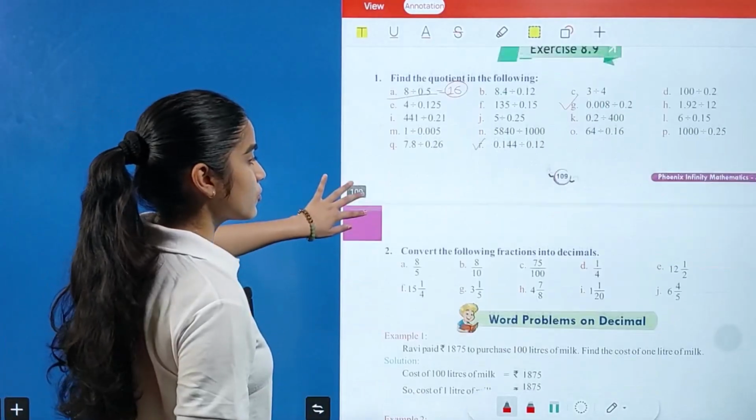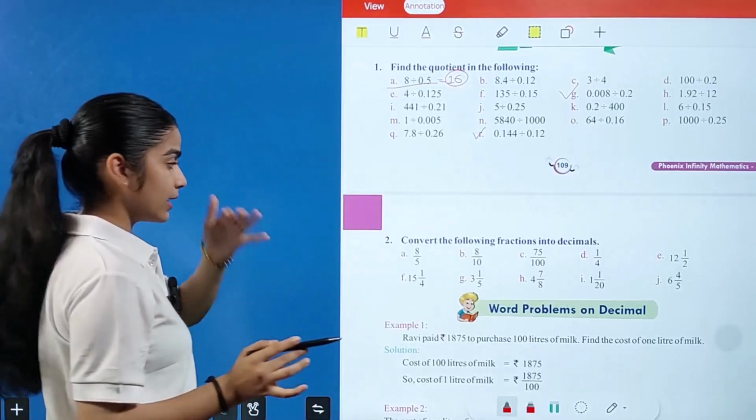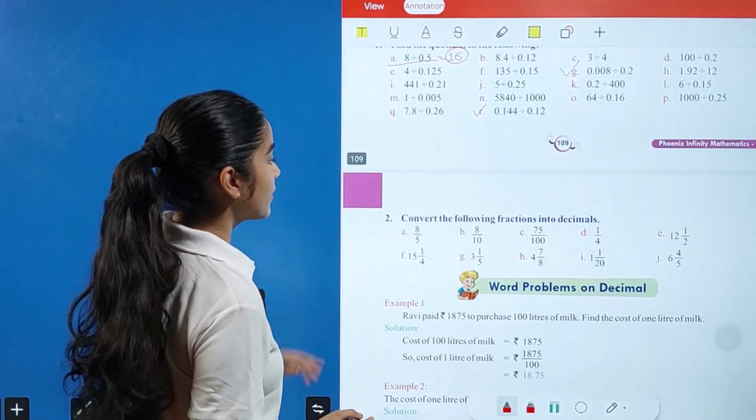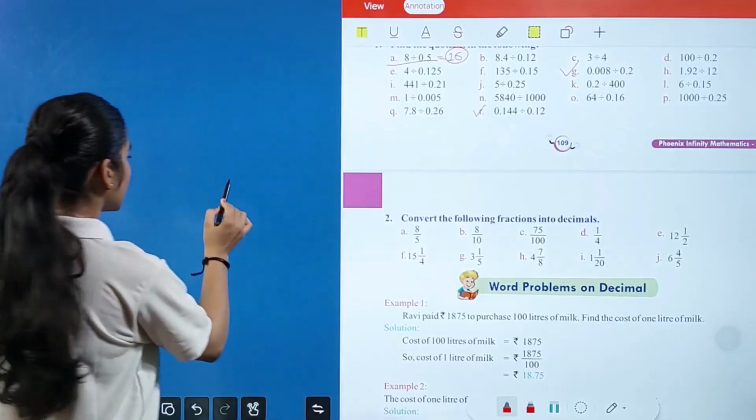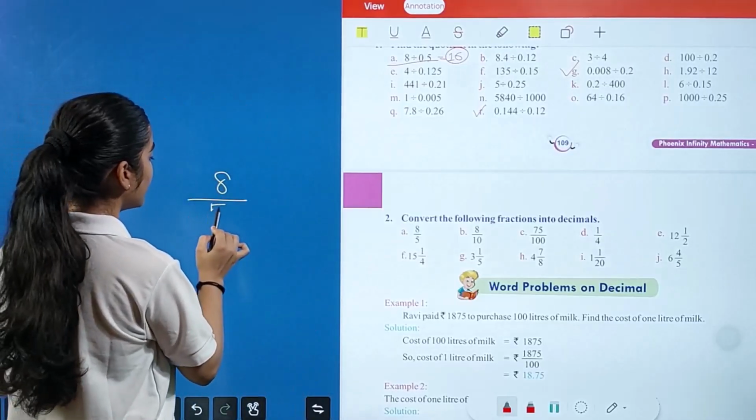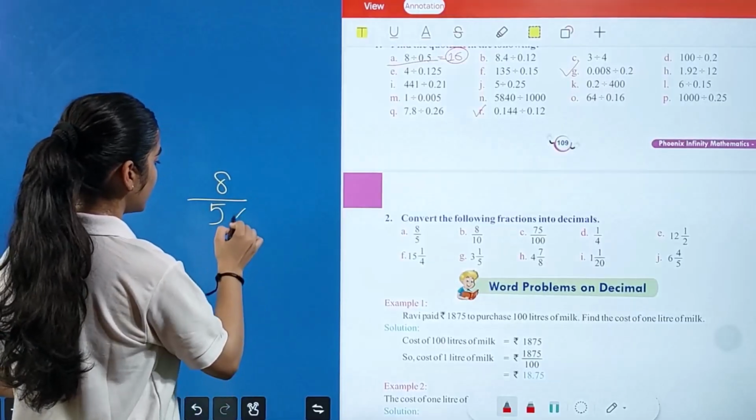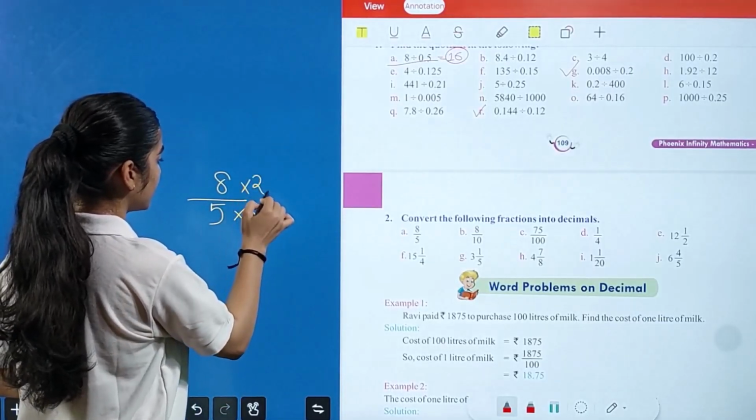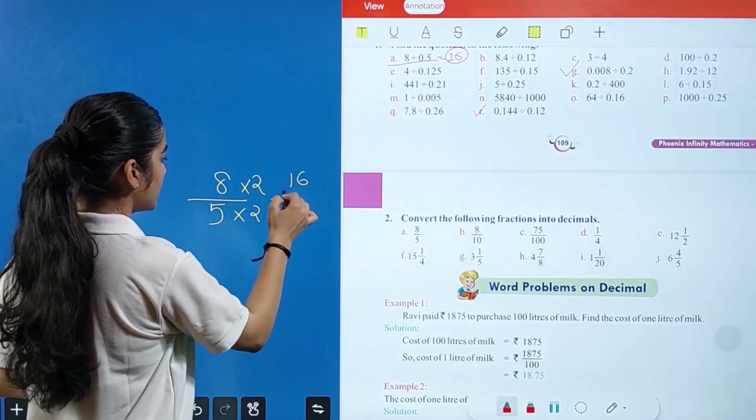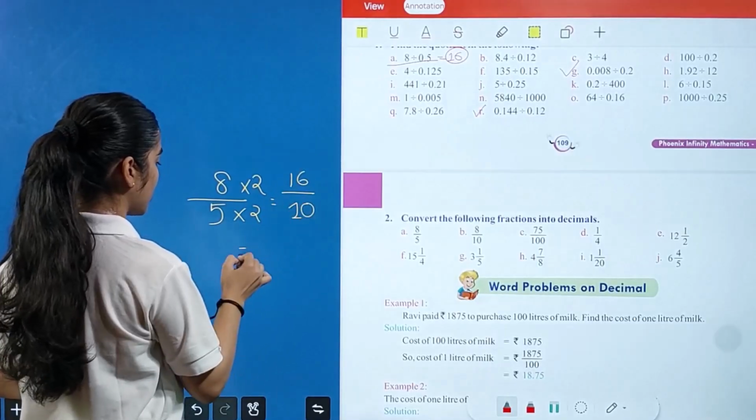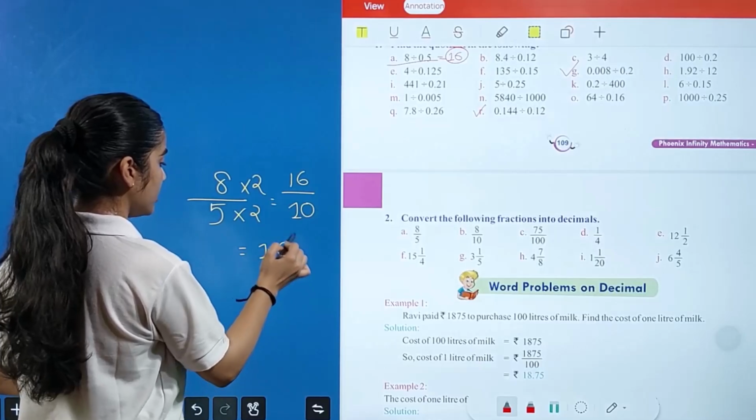For the rest of the questions, you have to repeat the same process as I do. Now convert the following fractions into decimals. In this case, we have to shift our denominator into a multiple of 10. We can simply multiply it with 2. So 8 2s are 16 and 5 2s are 10. So your answer will be 1.6.